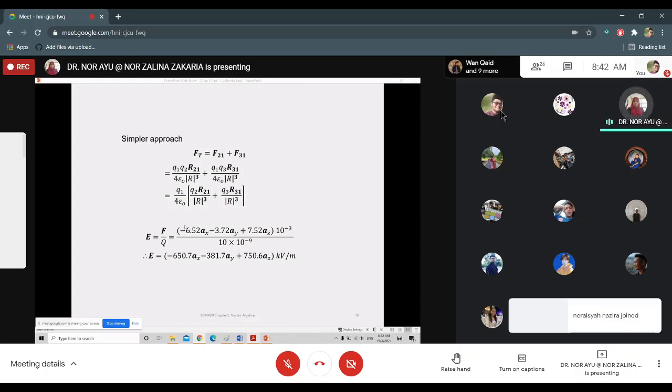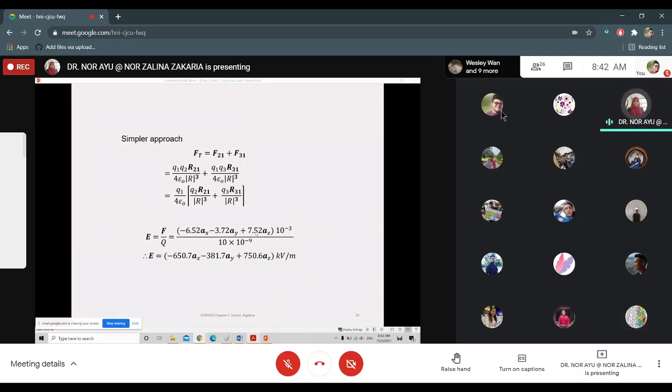Okay, the combination, or the F total, will be negative 652 AX minus 372 AY plus 752 AZ millinewton, and for this one it is E. Okay, and for E you need to divide by Q. Then this whole thing will be the answer for your electric field intensity, and it's in volt per meter unit, okay, kilovolt per meter unit.